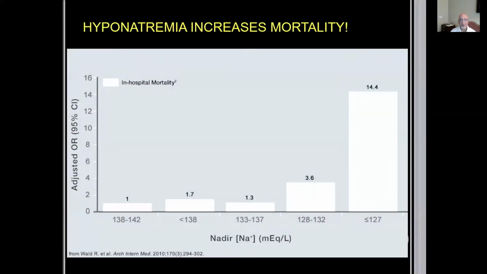Hyponatremia clearly increases mortality. If you look at this graph, normal serum sodium 138 to 142, their mortality is 1. As the serum sodium decreases, there is no significant increase in mortality until the serum sodium reaches a range of 128 to 132. Once the serum sodium is less than 127, this is a very significant deviation, and the mortality is 14.4 odds risk.